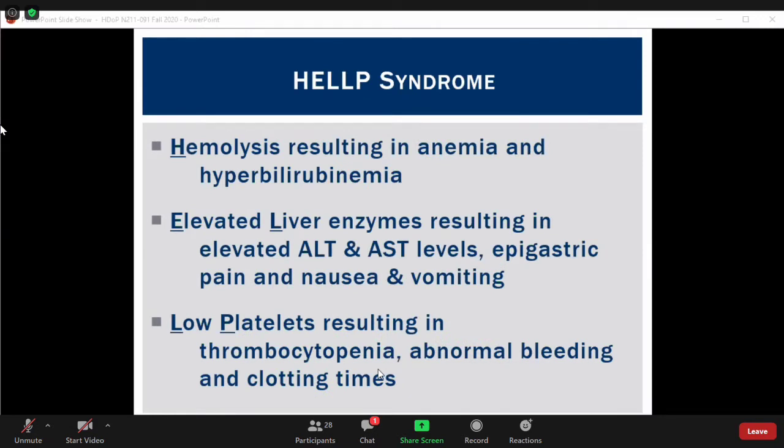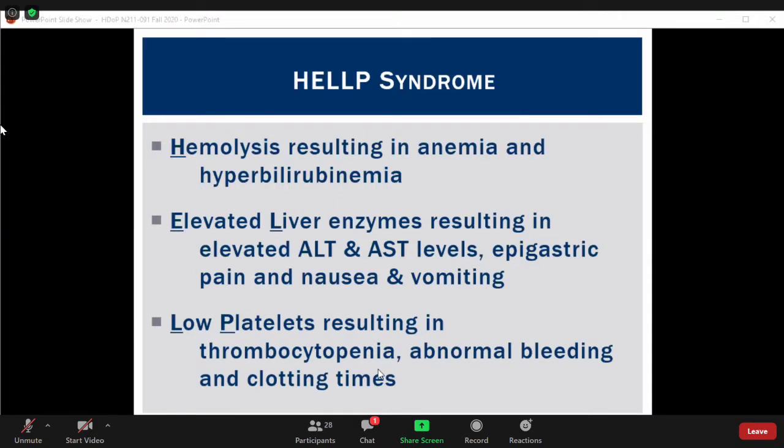HELLP syndrome. The main thing with HELLP, if you can remember what the letters stand for, that will help you to remember what is going on with HELLP syndrome. So hemolysis, elevated liver enzymes, low platelets. So obviously hemolysis will result in hyperbilirubinemia and anemia, elevated liver enzymes, so elevated ALT and AST levels.